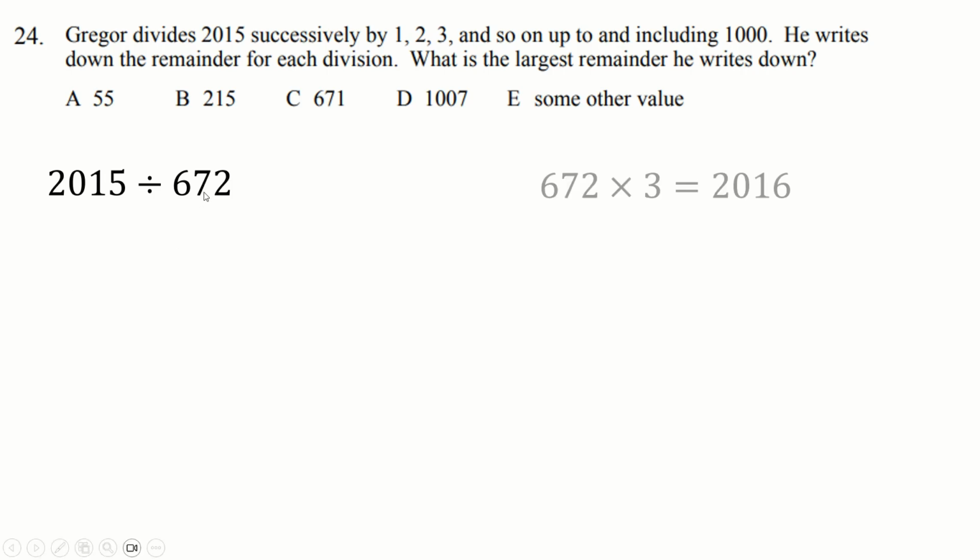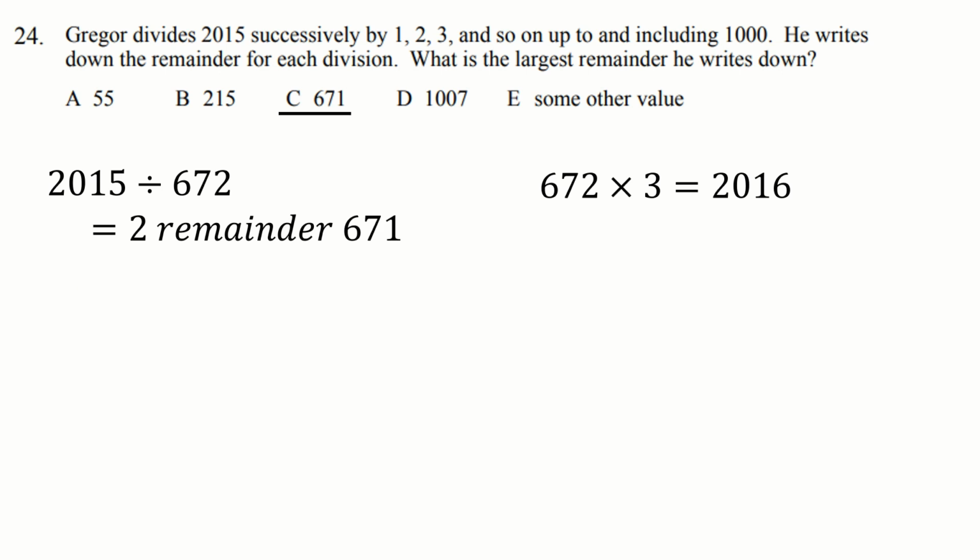If you just do 3 times 672, you very conveniently find that it's 1 more than 2015. So 671 is definitely a remainder that's possible to get. So we could circle it and move on. Or we could try and justify very quickly why we can't be bigger than that.